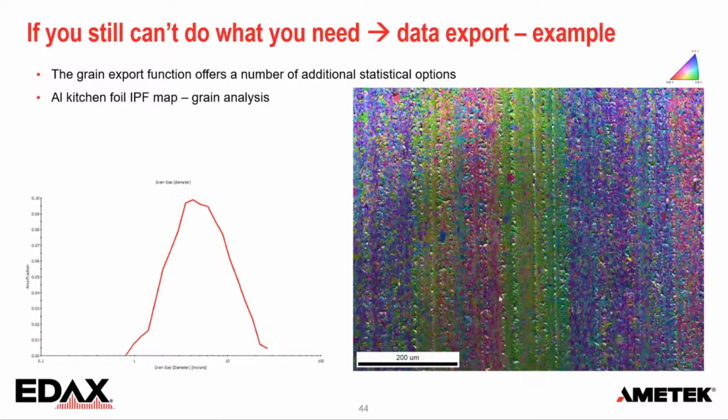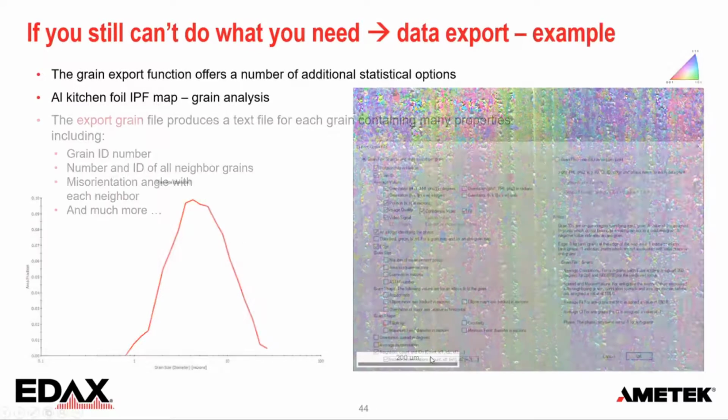And here's just an example. This is an EBSD map of aluminium kitchen foil. That's a beautiful demonstration sample. If you need something nice, just put the shiny side in the microscope. It gives nice patterns. We have the grain size distribution.